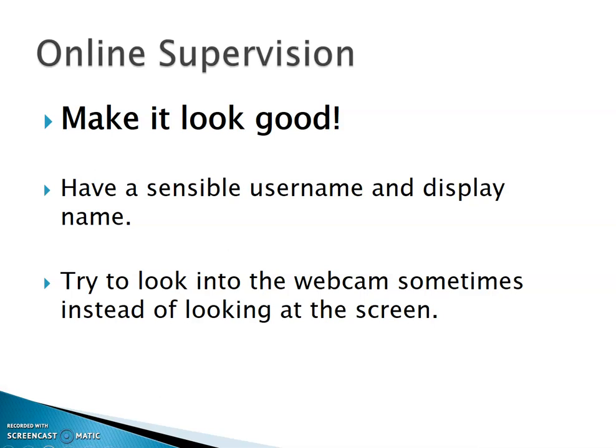Have a sensible username or display name. I only say this because I had a student I supervised who had a quite rude display name, and I thought, that's an interesting thing to be showing me.